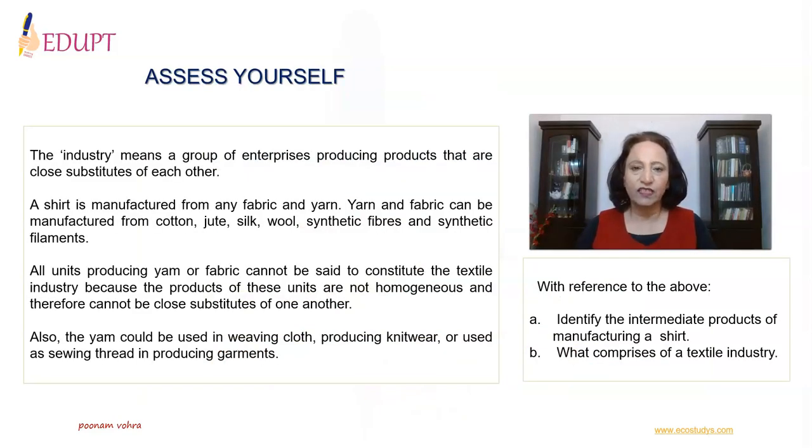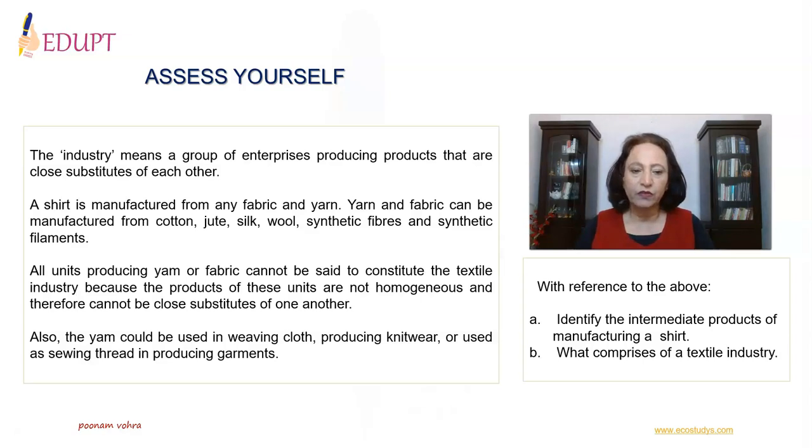Now assess yourself. A piece of information is being given. Read it and answer the questions. I will read it for you. The industry means a group of enterprises producing products that are close substitutes of each other. A shirt is manufactured from any fabric and yarn. Yarn and fabric can be manufactured from cotton, jute, silk, wool, synthetic fibers, and synthetic filaments.